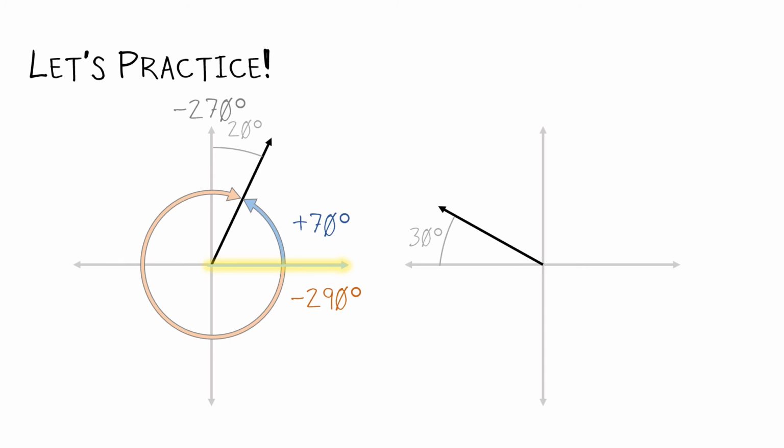They are both equally acceptable answers. Positive 70 degrees is the exact same as negative 290 degrees. And just for giggles, if you take the absolute value of both of those and add them together, you can see you get 360 degrees, which is, of course, the total number of degrees in a circle. Let's take a look at the next one.